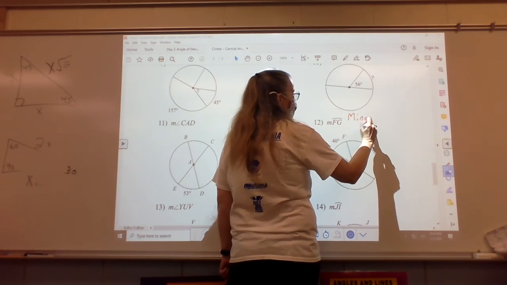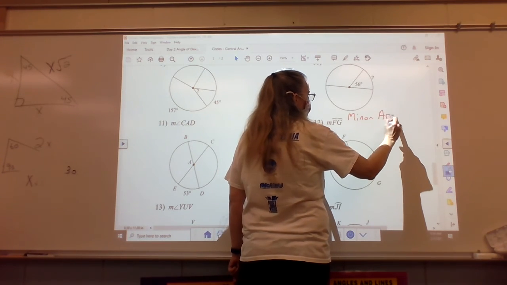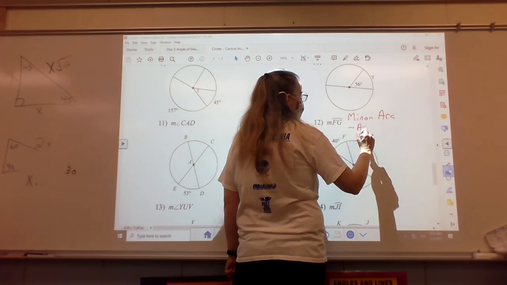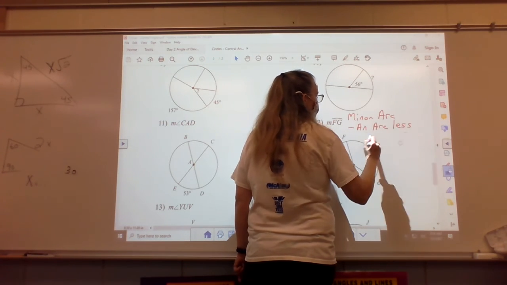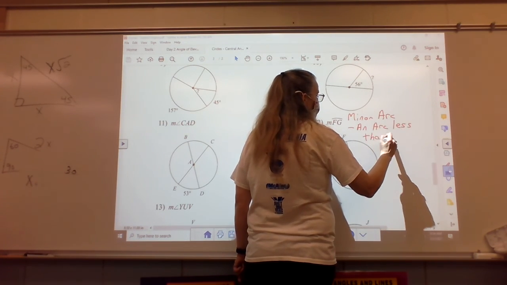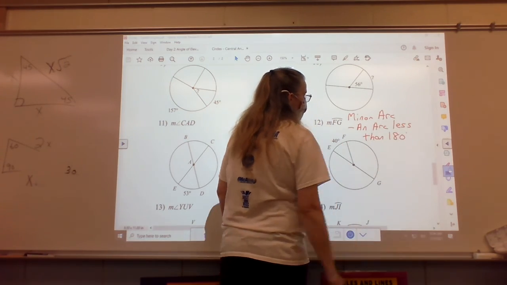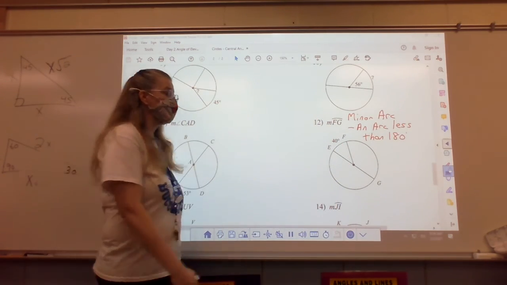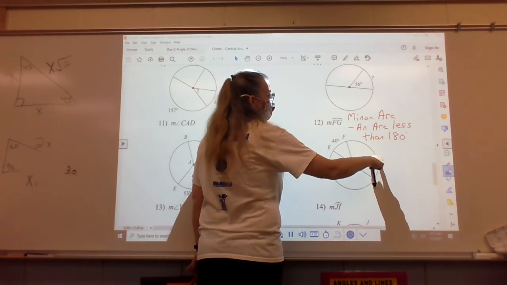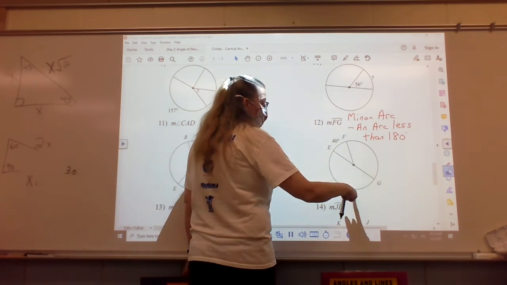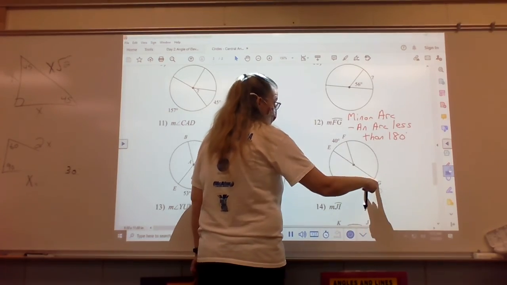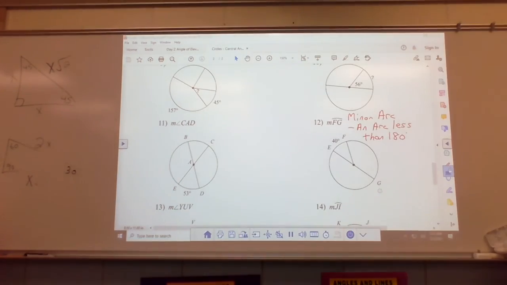Number 12, it's a minor arc, which means it's an arc less than 180 degrees. So that tells me I'm going the short way. So F to G, as opposed to if they would have done F, E, G. I'm going the short way. So 2 letters is a minor arc. I'm going the short way around.